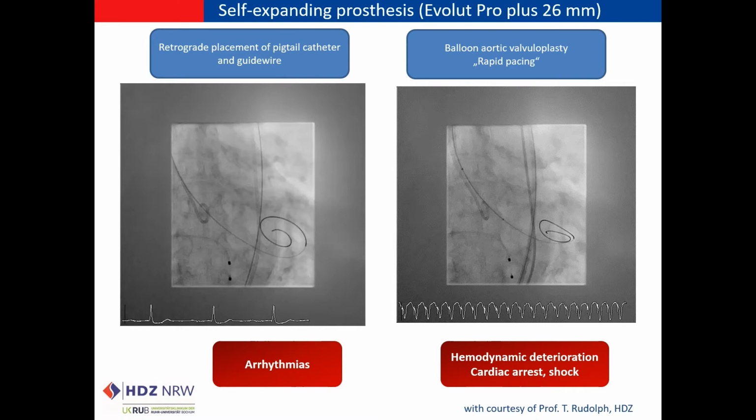Now in the next picture, you see the rapid pacing balloon aortic valvuloplasty here with the ECG. It's important that you have adequate filling pressures and adequate mean arterial pressure, because hypotension might be associated with hemodynamic deterioration and cardiac arrest during the rapid ventricular pacing.